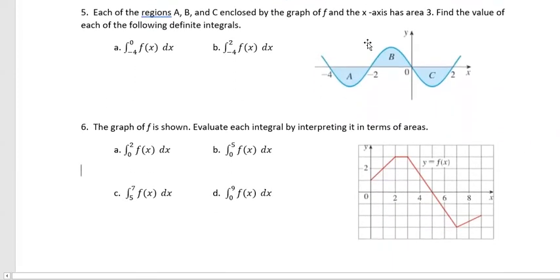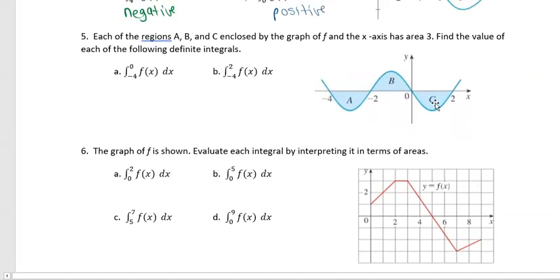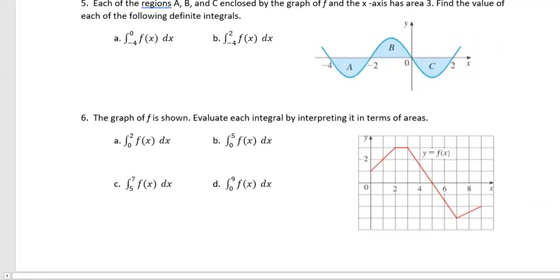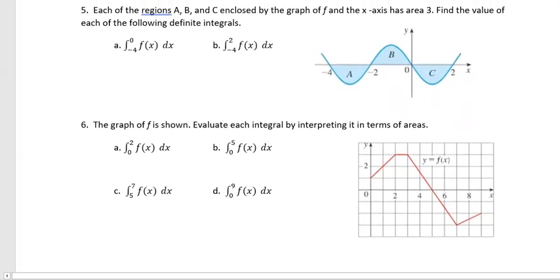Each of the regions A, B, and C enclosed by the graph of f and the x-axis has an area of 3. Find the value of each of the following definite integrals. A definite integral means that it has the ends. An indefinite integral would just look like this, the integral of f of x, and it wouldn't have our end values here and here. A definite integral has our ending values, so you know where you're starting and where you're ending. So between -4, which is right here, and 0, which is right here.